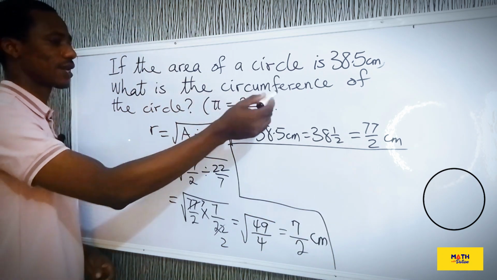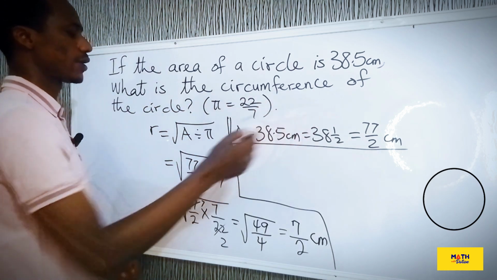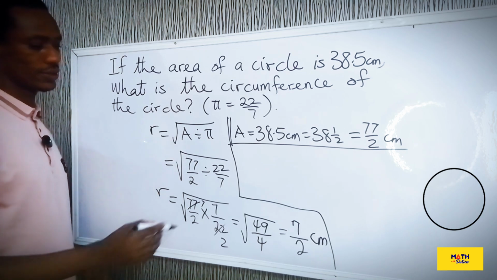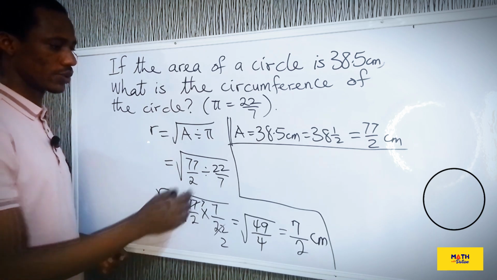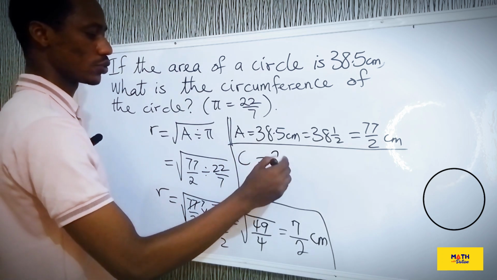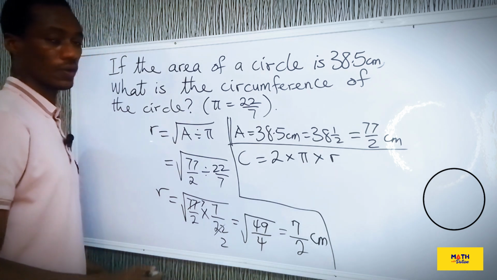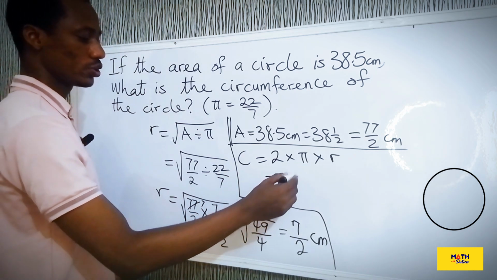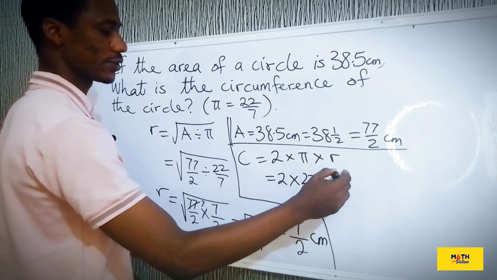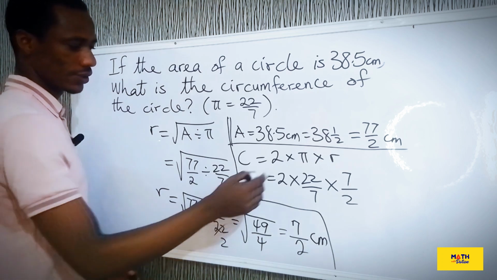What is the circumference of the circle? We have our radius already, which is 7/2 centimeters. So to calculate using the radius, we have the circumference equals 2 times pi times radius. All right, and that's 2 times 22/7 times 7/2. All right, so let's divide.